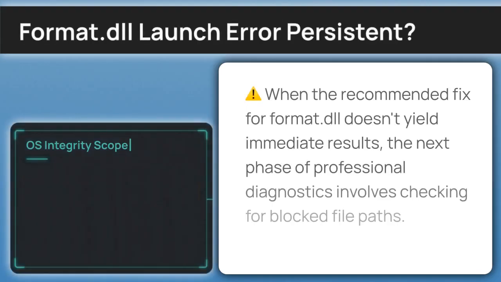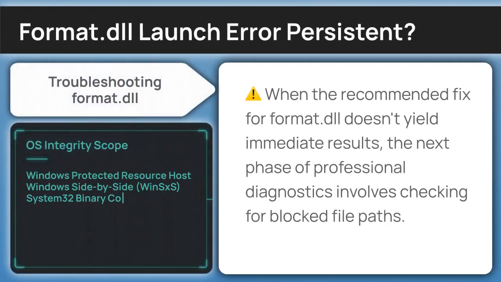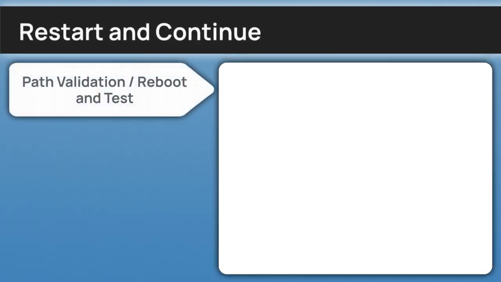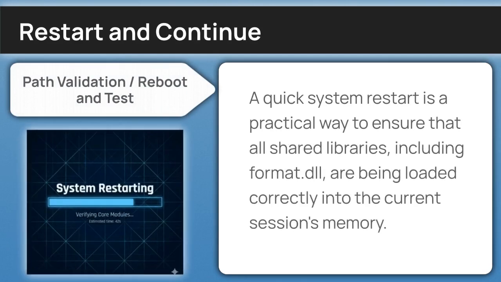If no luck was had with the redistributable package, we will escalate the fix by performing a targeted reset of the system state. If your system has been running for an extended period, a reboot might be necessary to resync your background processes and clear any temporary locks on the Format Library file.